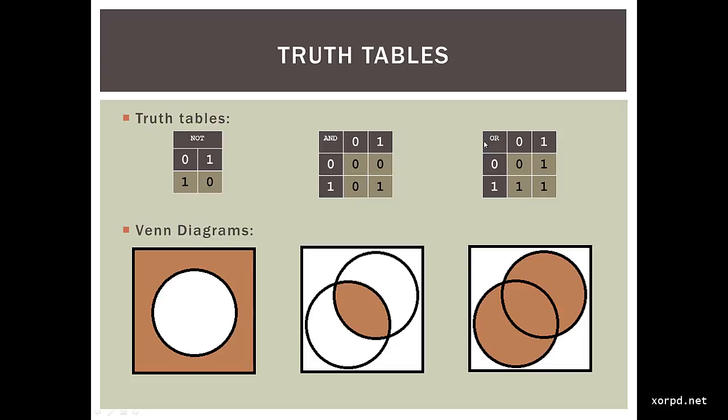In the OR operator, we also have that there are 4 different inputs, and there are only 2 possible outputs, 0 or 1, which correspond to the white color and the brown color in the Venn diagram. This time there are 3 outputs of 1, which corresponds to these 3 regions which are colored by brown, against one region which is colored by white, which corresponds to this cell in the table.